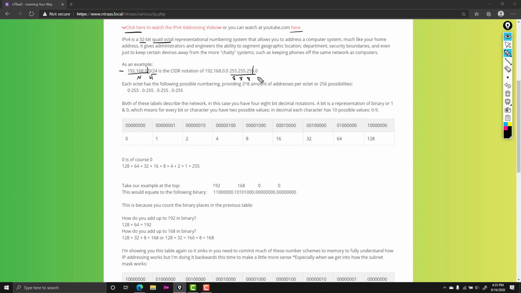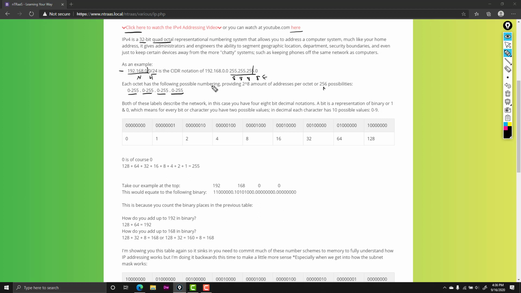That's how we can get up to a 32-bit numbering system. Each octet, of course, has a possible numbering using 2 to the 8th power, giving us 256 possibilities. As you see here, 0 through 255, 0 through 255, 0 through 255, and 0 through 255. This counts, of course, for both IPv4 addressing and subnet masks. So one of the things you'll see here, both of these labels describe the network. In this case, we have 4 8-bit decimal notations.